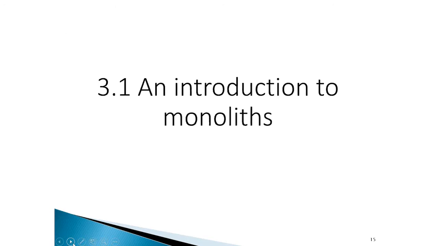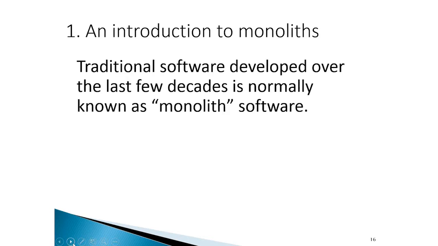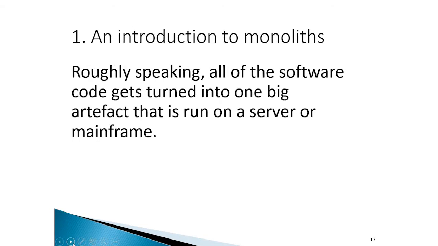So traditional software development over the last few decades is normally known as monolithic software. We're on the next slide at the moment. And if we go to slide 14, the next slide. So roughly speaking, all of the software that gets developed, all the code that gets written, or all the code that comprises a system, more or less gets turned into one big artifact that is run on a server or a mainframe.